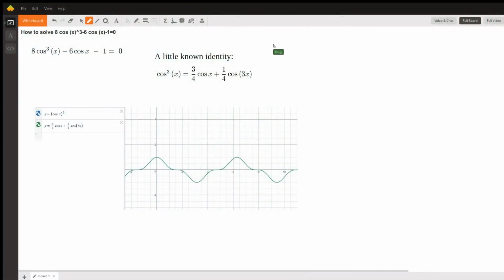Okay, here is a little known identity that will help us solve this equation without actually using a graphing calculator. It's true that the cosine cubed of x is equal to 3/4 cosine of x plus 1/4 cosine of 3x.